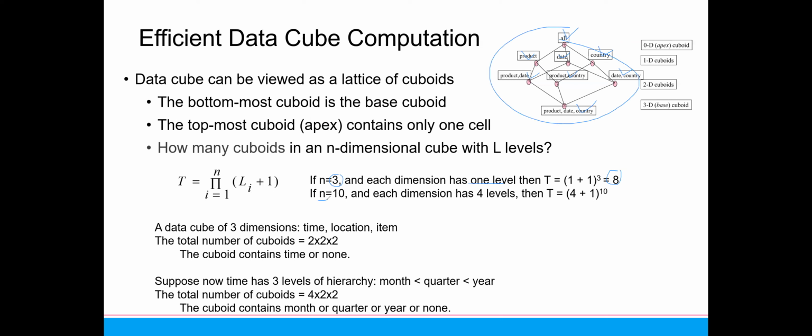What about if we have n equals 10 and each dimension has 4 levels? Then we have 4 plus 1, and because we have 10, we power it with n. A data cube of 3 dimensions, like time, location, and item: the total number of cuboids is 2 multiplied by 2 multiplied by 2.